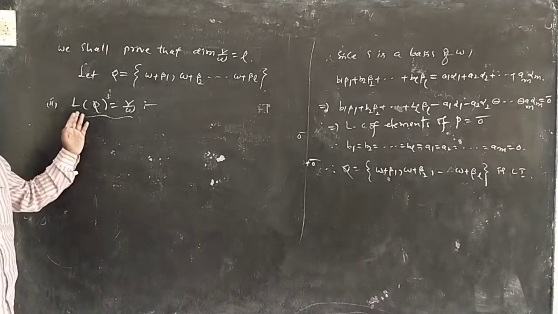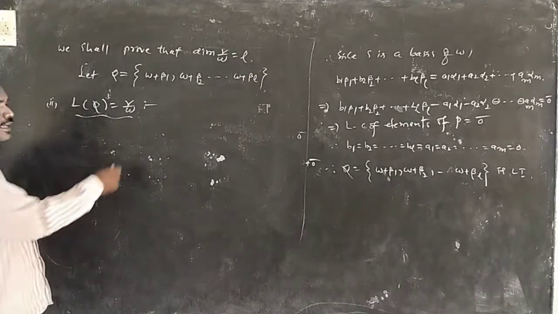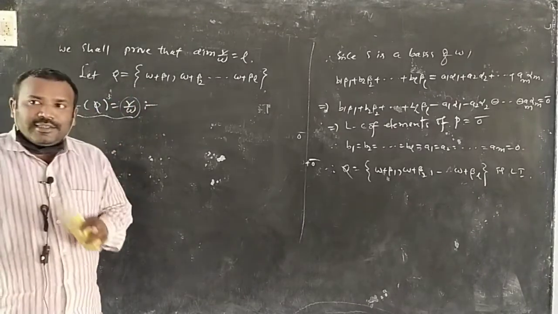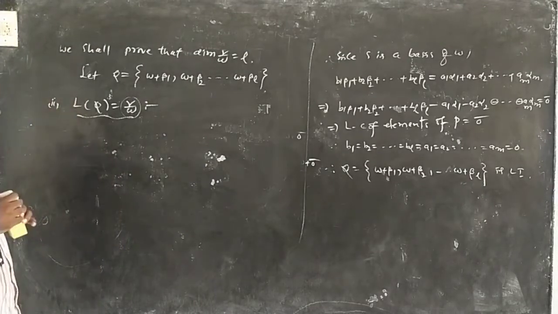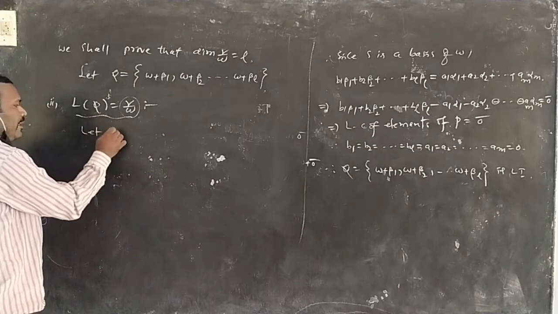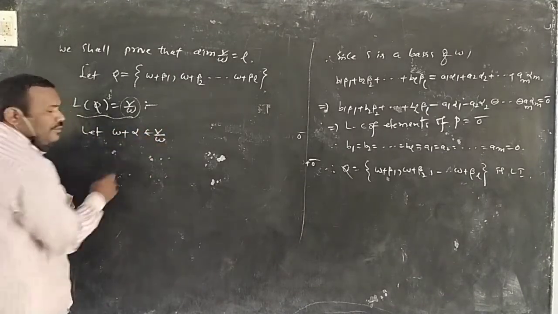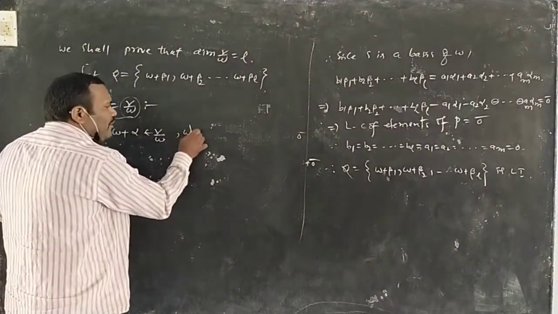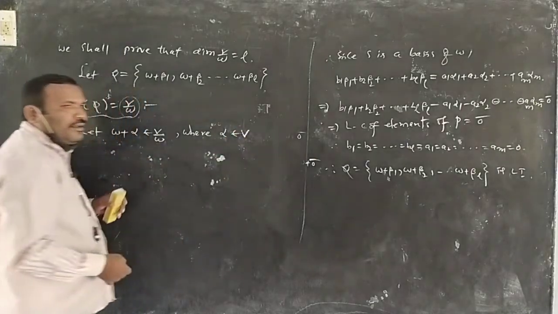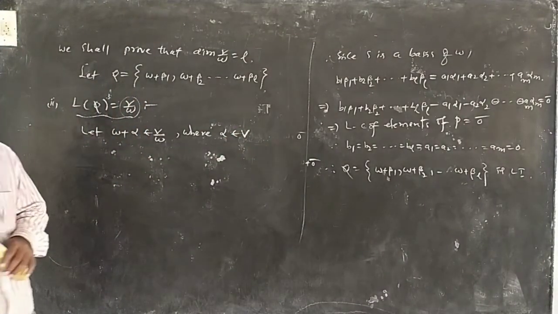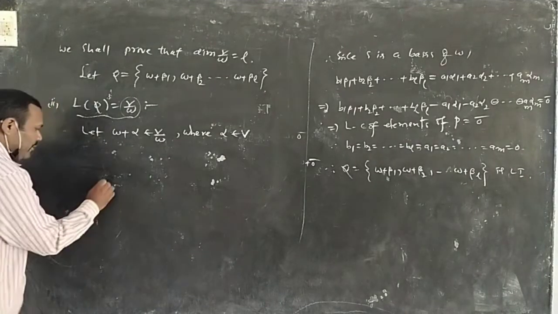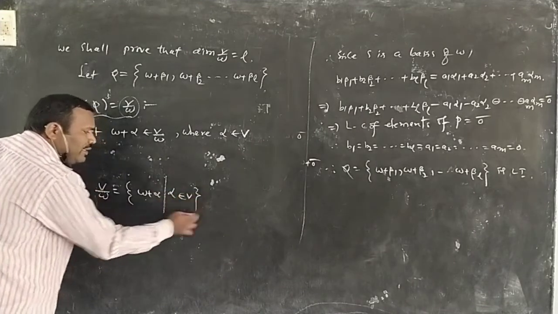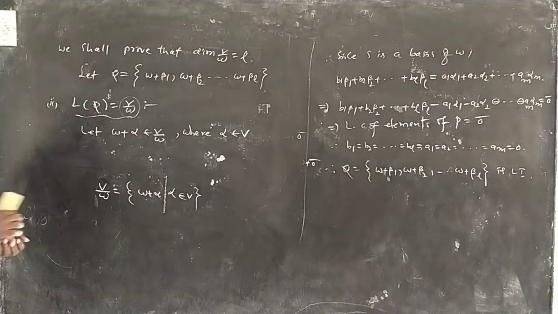In order to prove L of Q equal to V by W, we take an element in V by W. V by W is a quotient set. It consists of cosets. Understand? You take a coset in V by W. Let W plus alpha belong to V by W. By the definition of quotient set, W plus alpha belongs to V by W, where alpha belongs to V. Alpha is taken from V. V by W equals W plus alpha such that alpha belongs to V. This is the definition of quotient set. I have already given it.